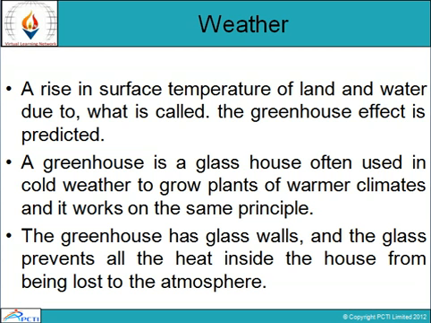Weather. A rise in surface temperature of land and water is what is called the greenhouse effect, and it is predicted. A greenhouse is a glass house often used in cold weather to grow plants of warmer climates, and it works on the same principle. The greenhouse has glass walls, and the glass prevents all the heat inside the house from being lost to the atmosphere.